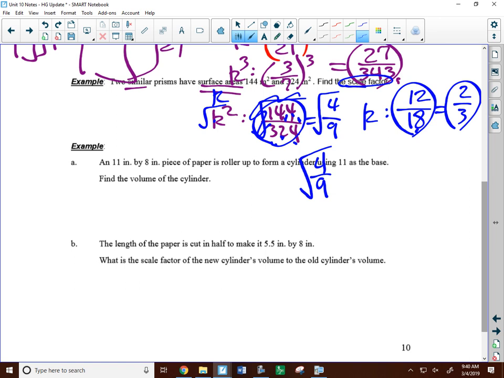Wait, so is k the surface area? No, k is scale factor. K squared is a ratio of the areas. So just k is still the scale factor. That's what the state uses as their variable for scale factor moving forward. And I like it. It's just easy. K and k squared, k cubed.